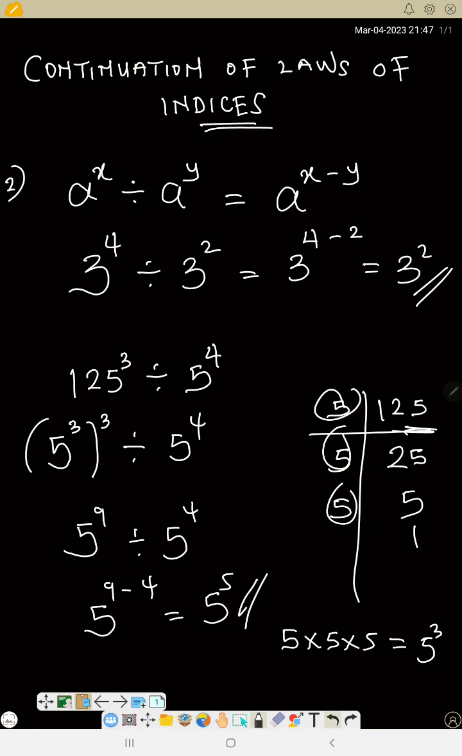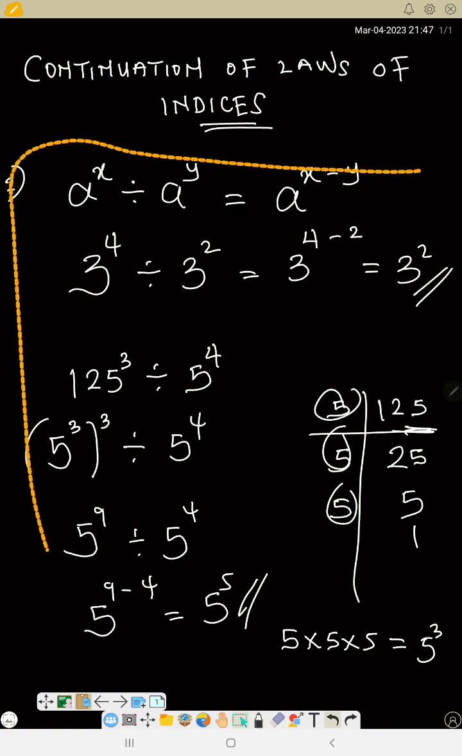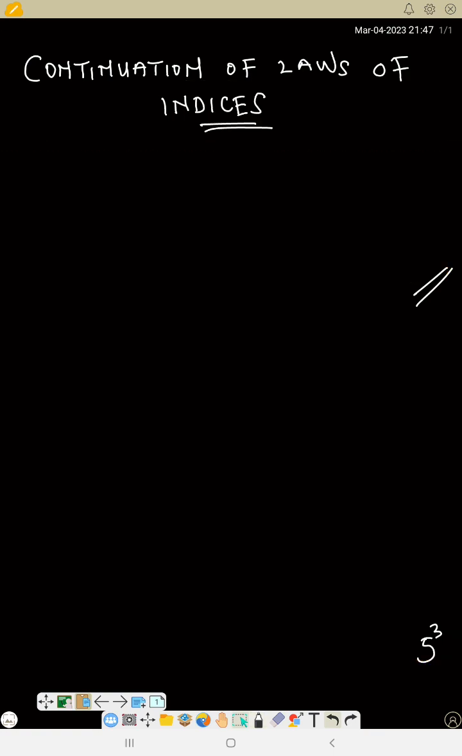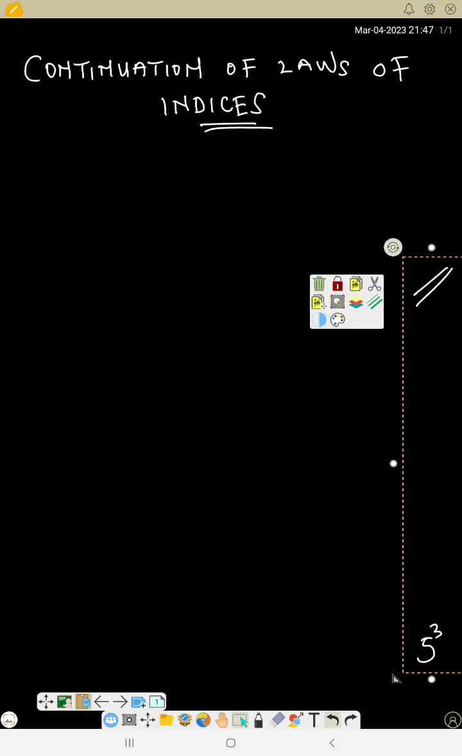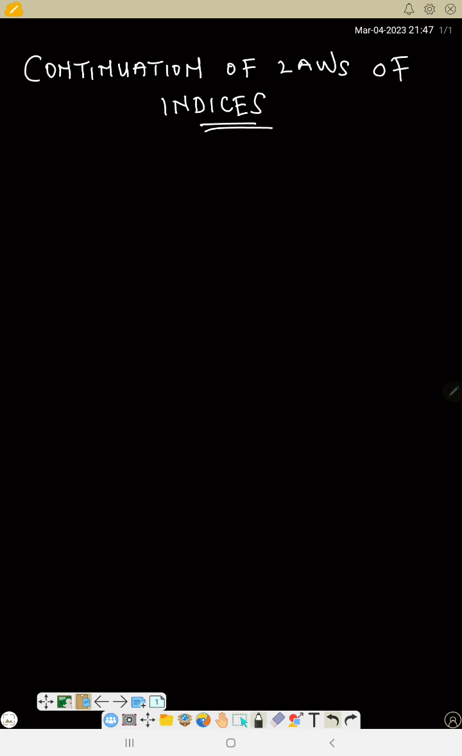So now let's see another law. We have not solved any question here. I'm just giving you the laws and how to apply them. Remember, we can combine all these laws together.